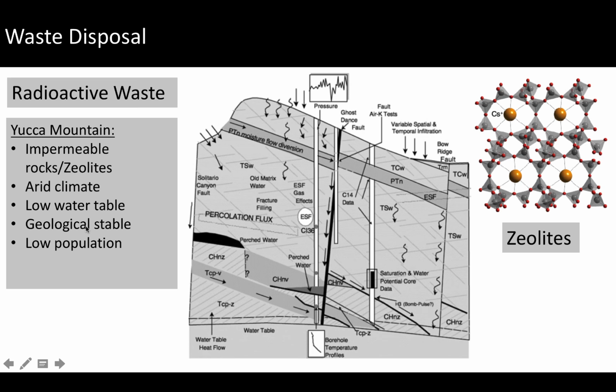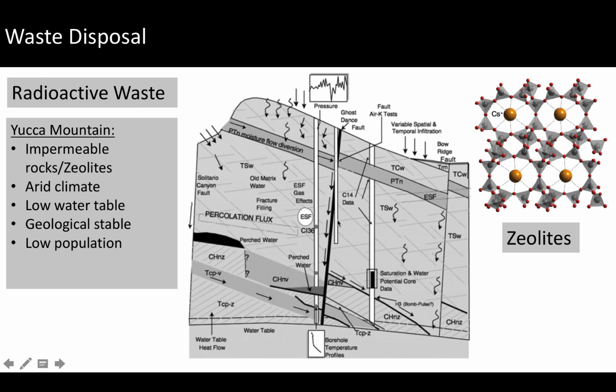Other things that add to it, it has an arid climate, so there's not a lot of precipitation. The water table is way down here. It's very low, so the storage facility is right about here. Okay? It's geologically stable. So there are a bunch of faults in the region. Here's the Bow Ridge Fault, and then here's the Ghost Dance Fault.